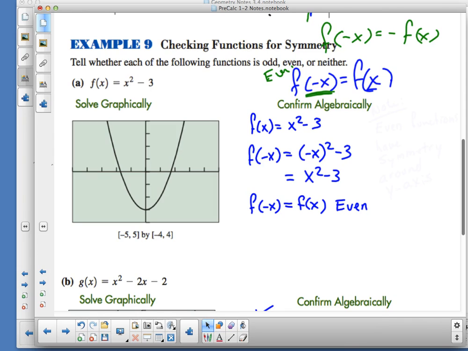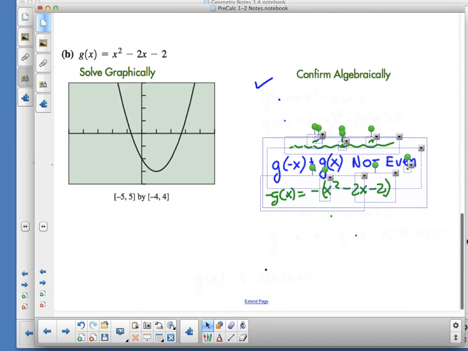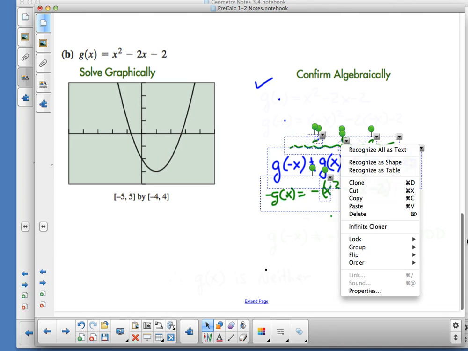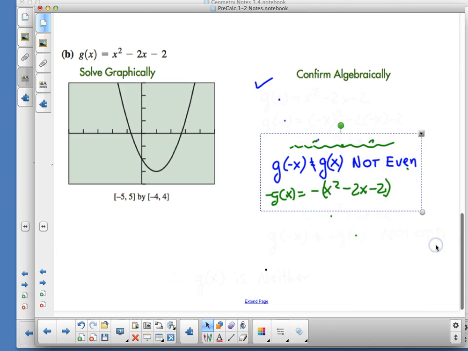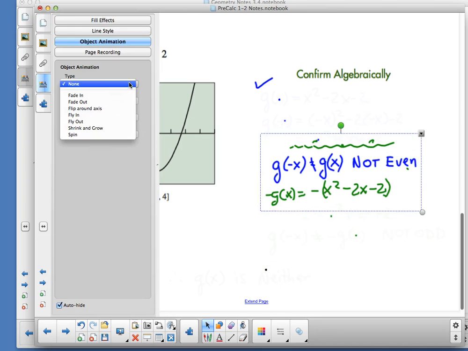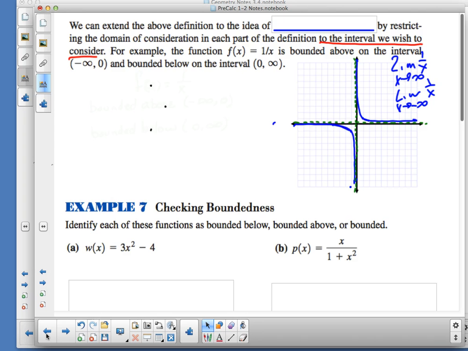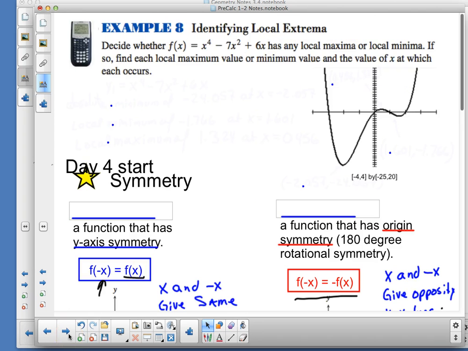Okay, now the next one, B. I've got a lot of stuff in there. I want to make sure you guys get it, so I'm going to group it. I want you to think about it and look it over for yourselves. I want you guys to try it.